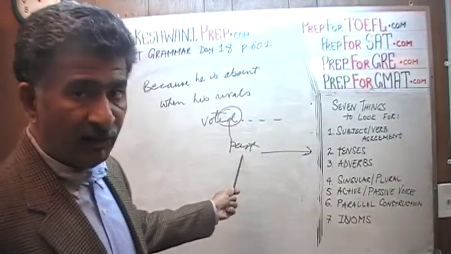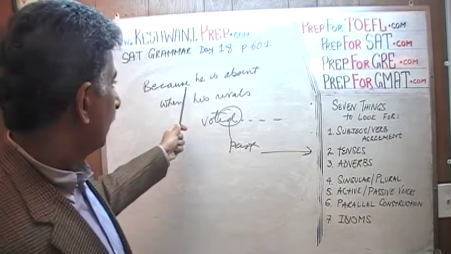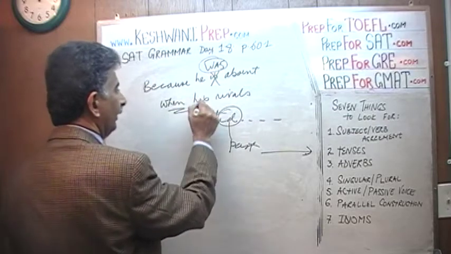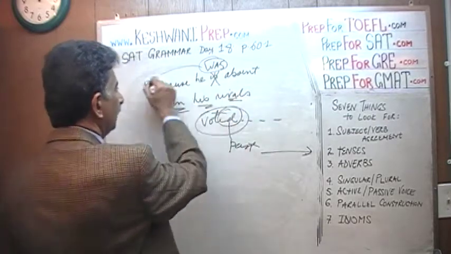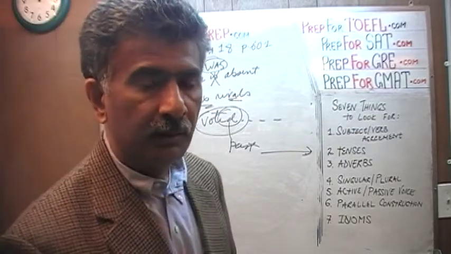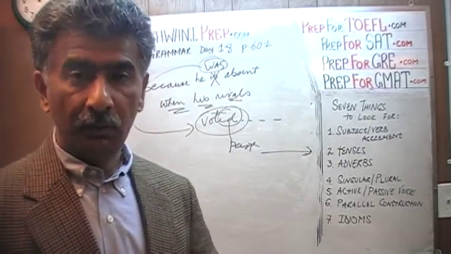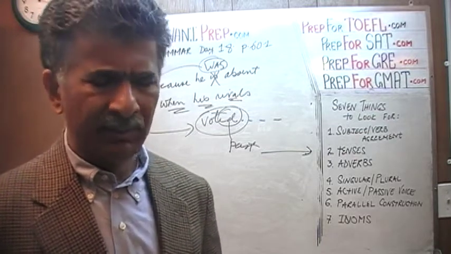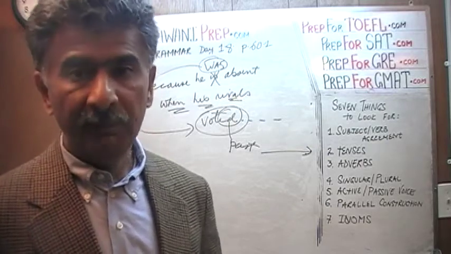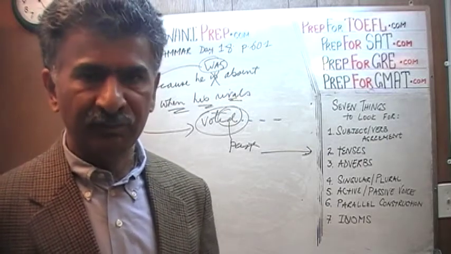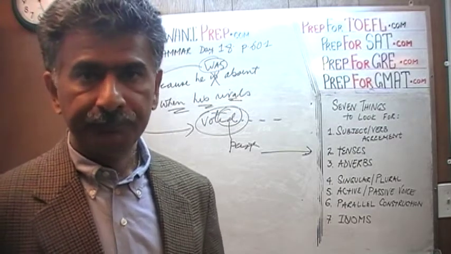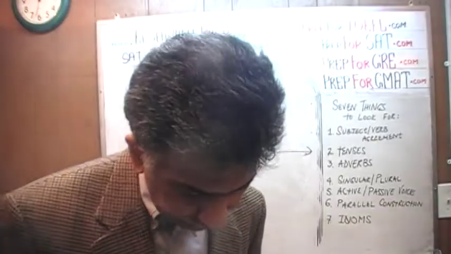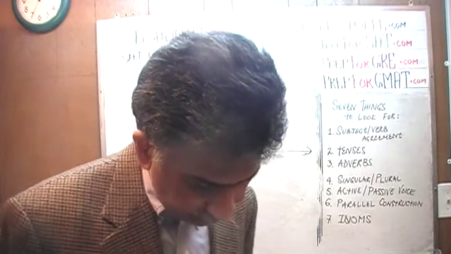If the sentence is in past tense, it has to remain in the past tense, because he was absent when his rivals voted. When his rivals voted. When did they vote? When he was absent. When did they vote? Past tense, you see. They voted when? When he was absent. He was absent. Next one. So the answer here is A.